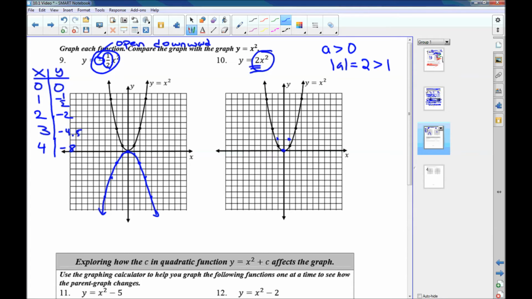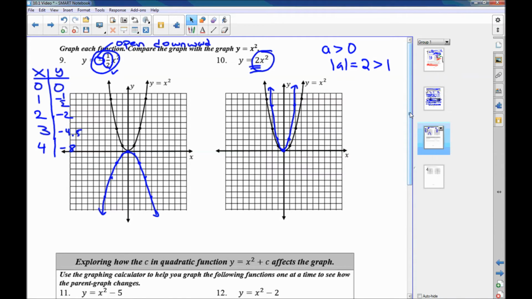Normally we go over 2 and up 4, but now we're going to go up twice as much, so over 2 and up 8. And that's why the graph gets skinnier. That's all that will fit is 2 points this time. Okay, so the 2 makes it get skinnier because we do a vertical stretch, and we stretch it up twice as much. The 1/2 makes it get fatter because we do a vertical compression, so we push it down so it's only half as tall.